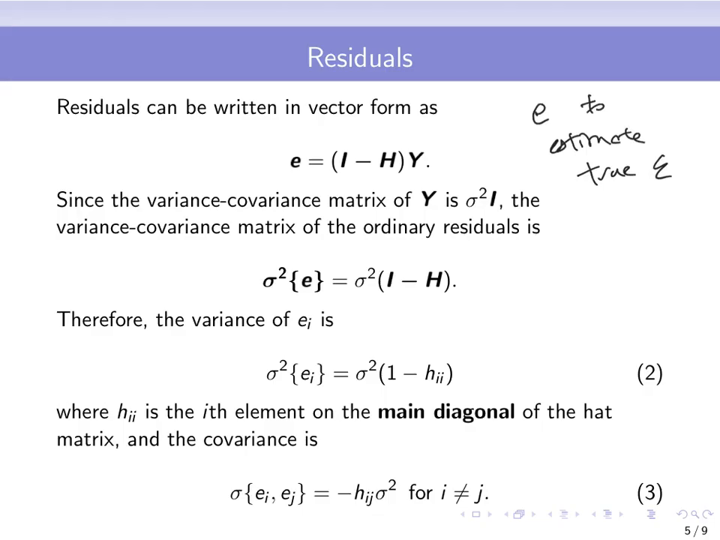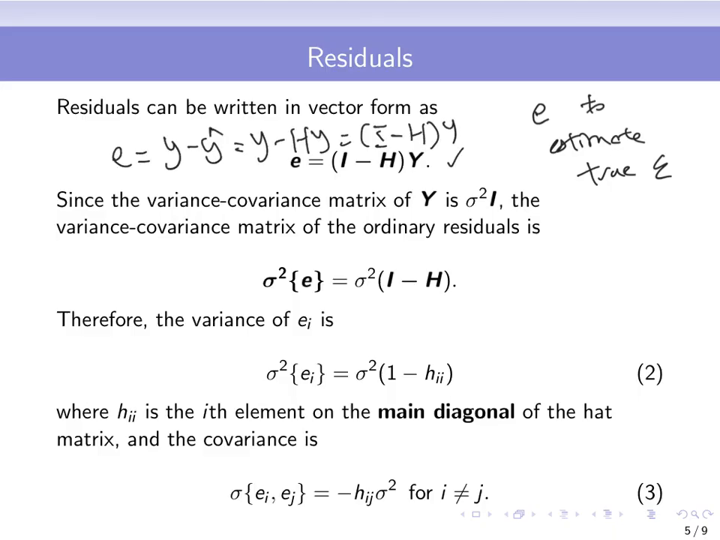Right, so let's look at a few items over here. Residuals in vector form can be written like this. The reason is, in vector form, we can write your residual as y minus y hat. And we've already established that y hat is H y in the previous slide. So we can write this as I minus H times y, right? So that's how we get this.